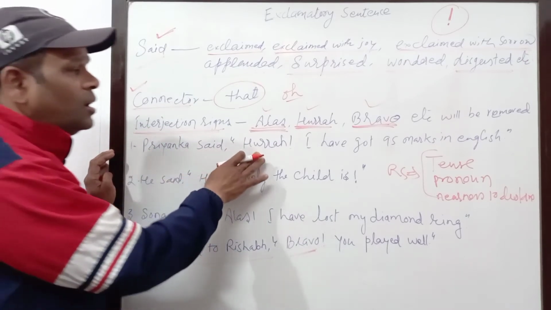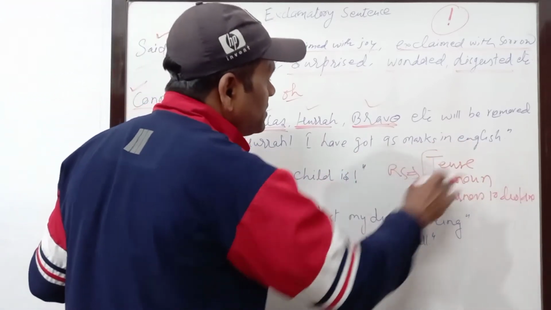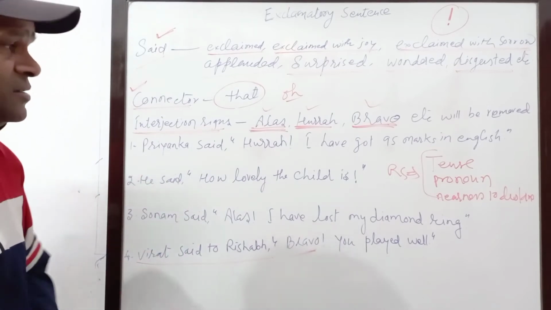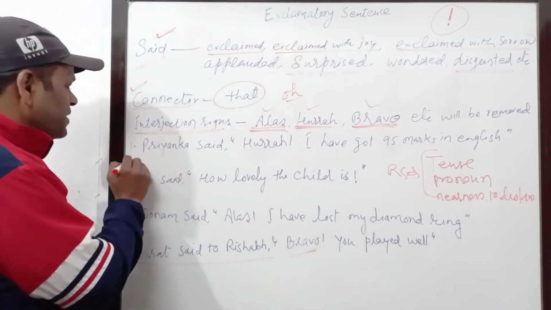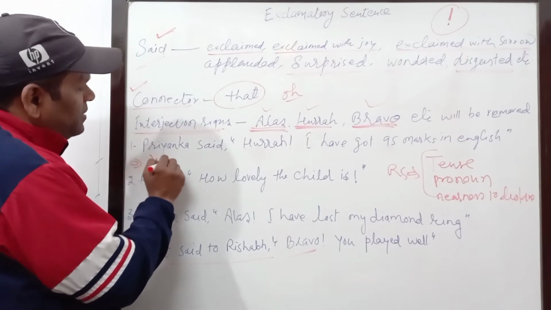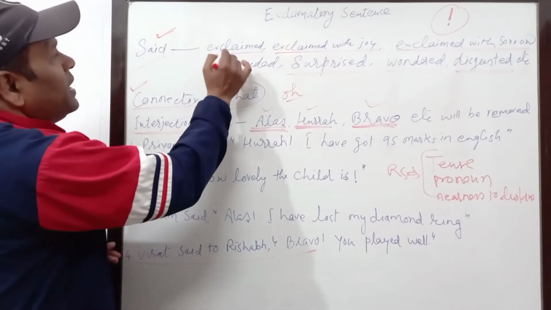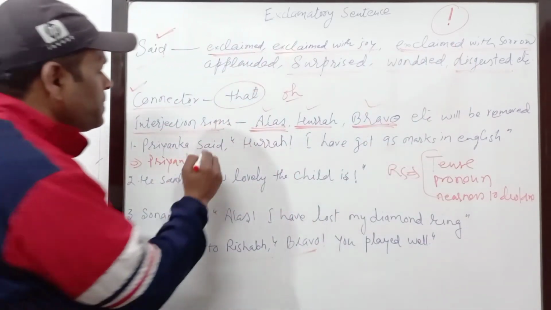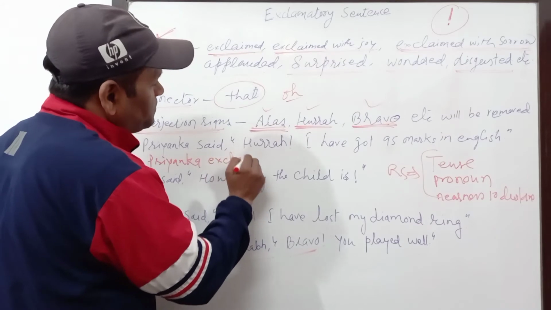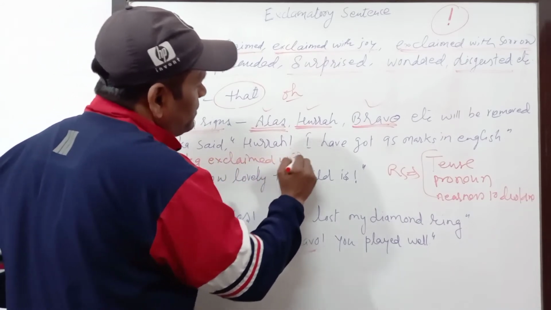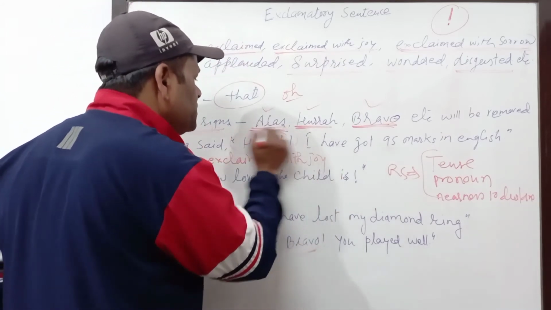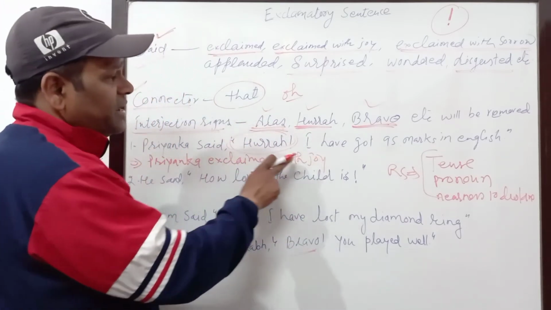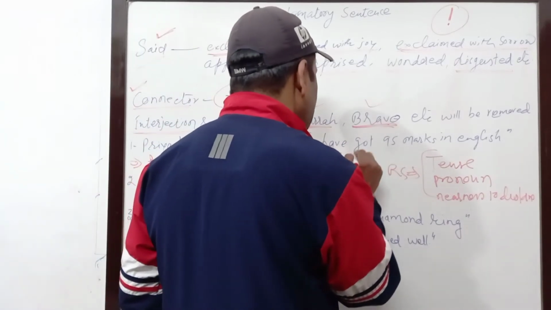Priyanka said, hurrah, I have got 95 marks in English. So what is Priyanka doing? Priyanka is actually feeling very joyous, very happy. So the sentence will be, Priyanka, exclaimed with joy or exclaimed with sorrow. What will we use here? Exclaimed with joy. We'll remove this interjection sign that is hurrah. Priyanka exclaimed with joy. The connective will be that.